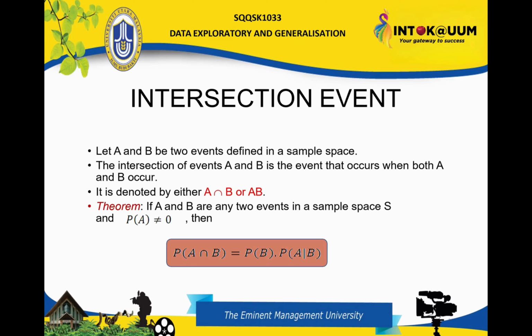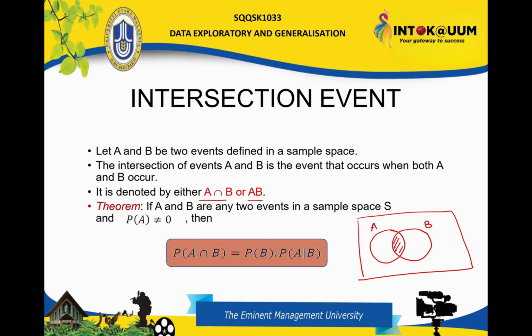An intersection event occurs when two events A and B happen together. So we have event A and we also have event B. So this is the intersection part here. So this shaded region in the middle represents the outcomes common to both events. And this is denoted by this or this.